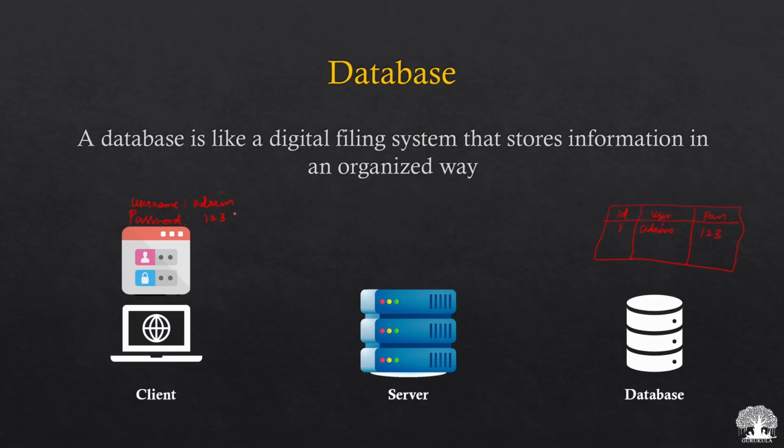When these credentials are sent to the server and the server sends them to the database for validation, it will check the first row, and it can see that there is a username called admin and the associated password is 123. So this database will return this row to the server, and depending on how this has to be operated in the web application, the server will send the response to the client. So that is how a basic database works.